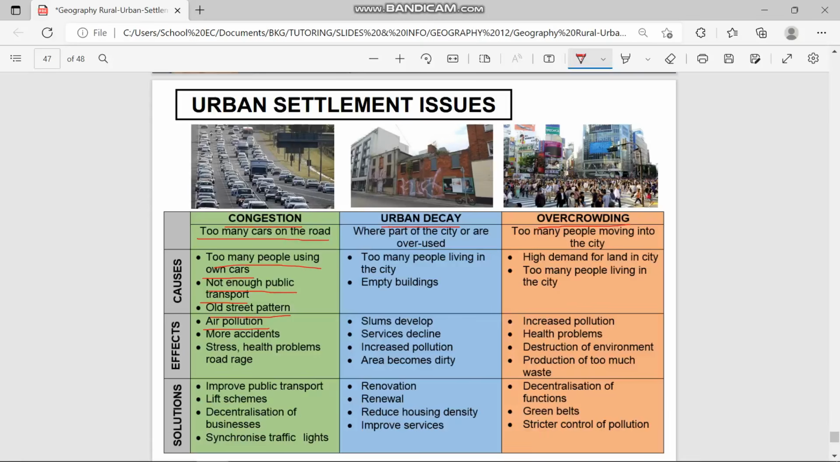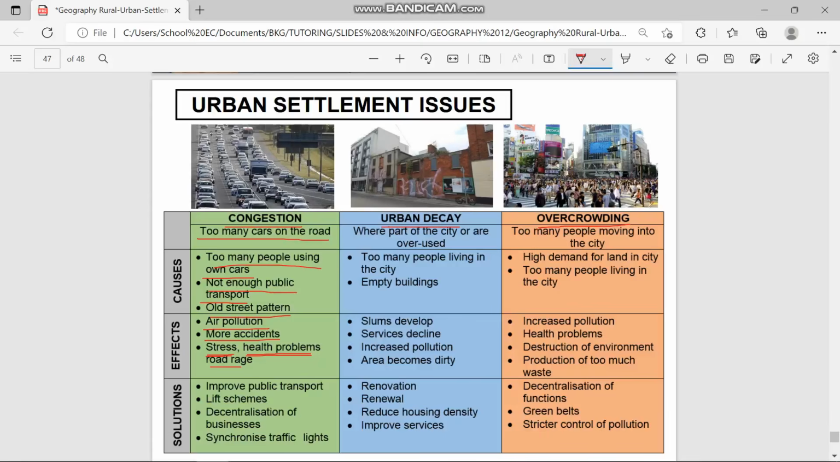Yes, there are more accidents because of using many cars. Many cars, more accidents. Fewer cars, fewer accidents on the roads. Stress, health problems, road rage. People are fighting in the road. Health problems: we're using many cars, polluting the air, so we're going to experience respiratory problems. We're going to have stress because the car is moving slower and so on.